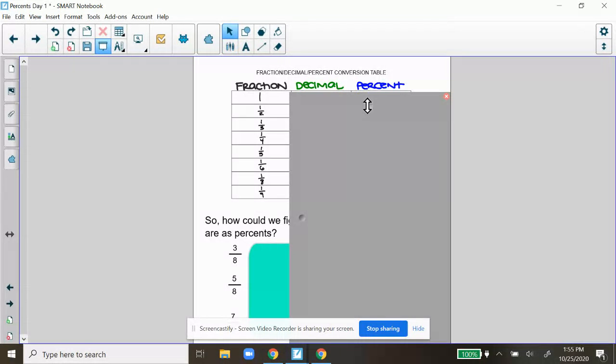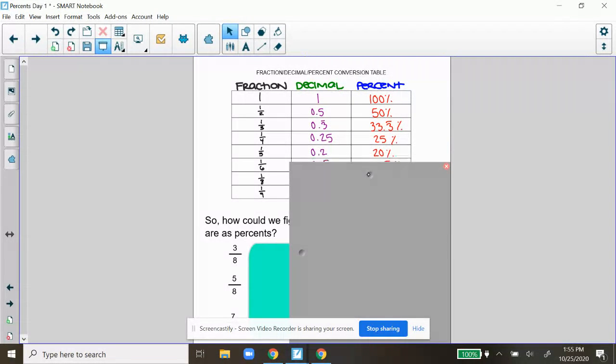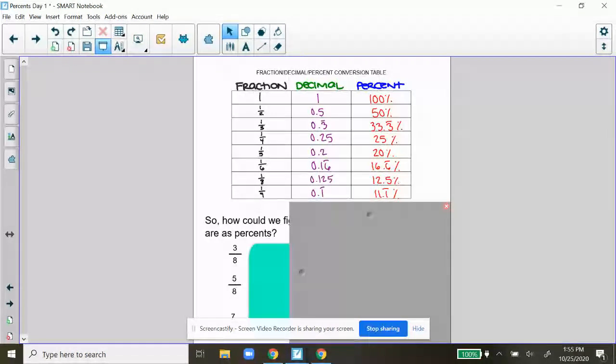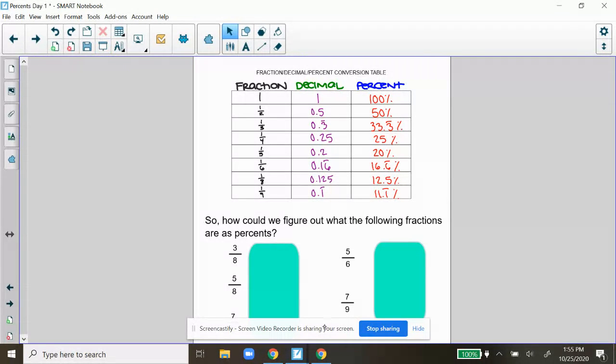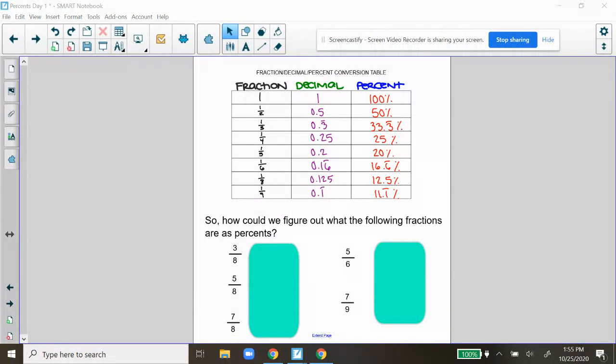So I'm just going to slowly reveal this table, and hopefully this feels familiar. Some of these that might feel a little rustier are the 1/6 and the 1/9, but I would encourage you to try to memorize those. So keeping this in mind, I now want to talk about what happens if we have similar fractions that have the same denominator but a different numerator.